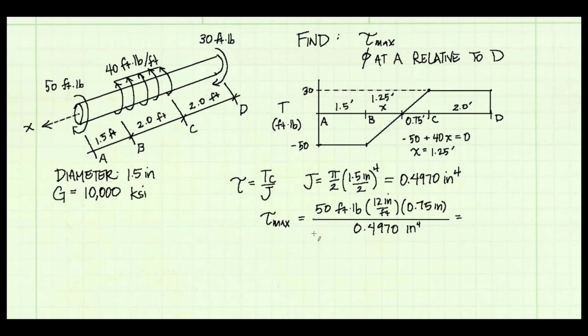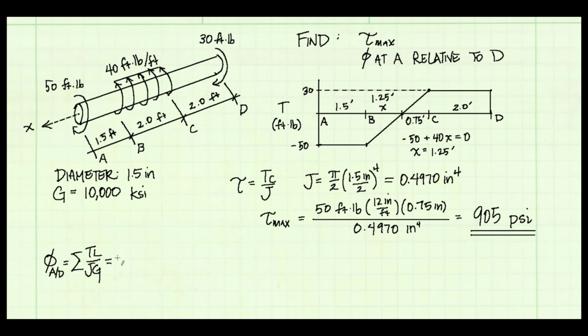For shear stress, we just take the magnitude. The sign is somewhat meaningless. It's in foot-pounds, and I need to convert it into inch-pounds, so I will multiply by 12. And c is the radius, so half the diameter is 0.75 inches, divided by J. And I calculate that the maximum shear stress is 905 psi.